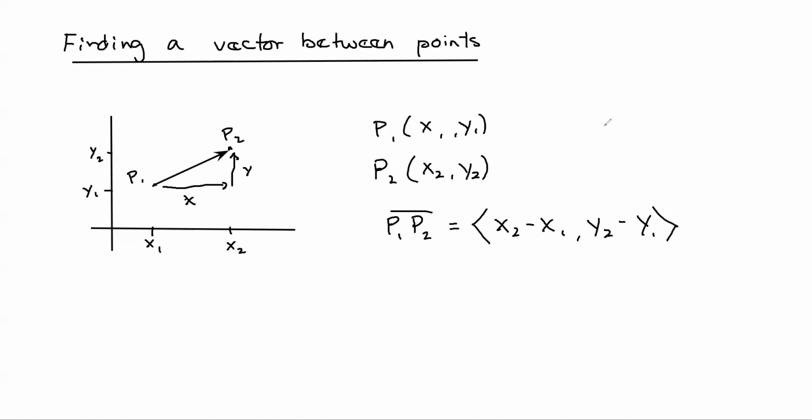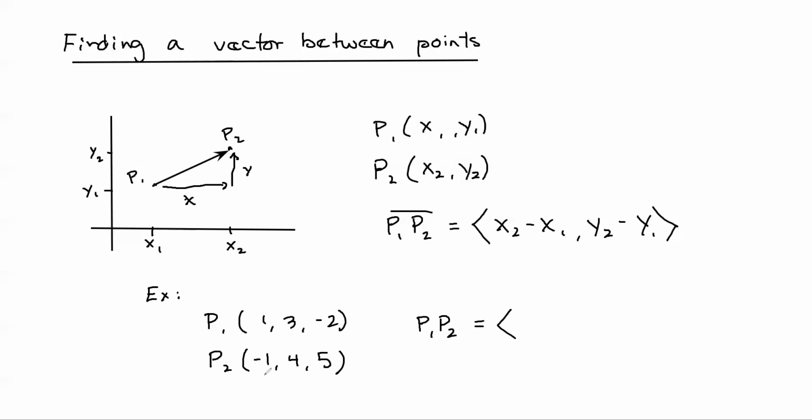Let's do a 3-dimensional example. So let's do, for an example, and we're not going to draw it, but let's say we have P1 is (1, 3, -2), and P2 is (-1, 4, 5), and your goal is to calculate P1P2. Okay, so to calculate P1P2, you're going to subtract the coordinates here, P2 being the terminal point, and then P1 being the initial point. You want to take P2 minus P1.